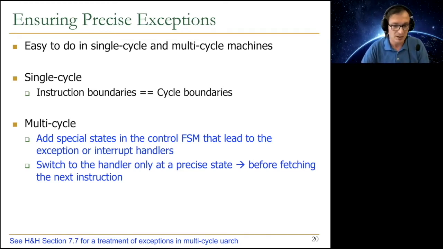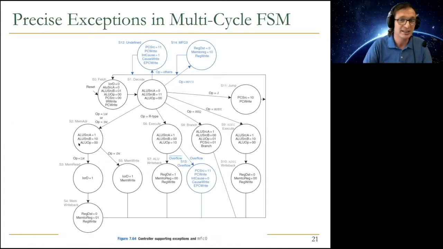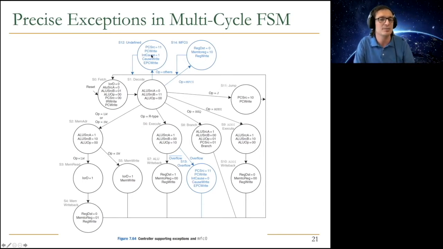Let me give you the example from your book. This is from section 7.7, which is a very short treatment of exceptions in a multi-cycle microarchitecture. And you can see that after the decode stage, for example, ignore this MFC op over here. That's something else that your book adds. But if your op is something that's not defined, you go into a state that's called the undefined opcode state. And this basically redirects the pipeline to an exception handler. Even your book basically confuses exceptions and interrupts, unfortunately. But basically, there's a cause of exception that needs to be raised.